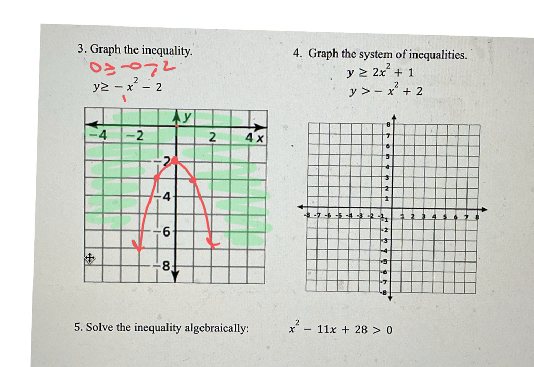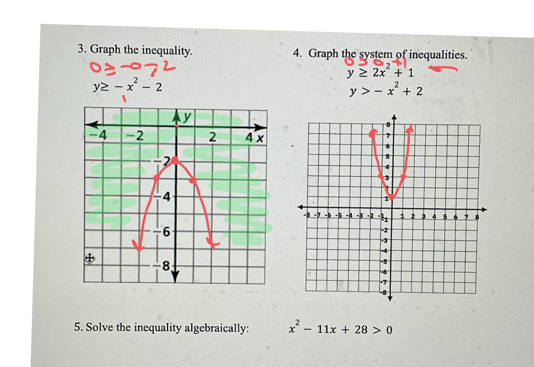All right, number 4 has 2 graphs. The first one, 2x squared plus 1. I'm going to go up 1. There's a 2 in the front, so I'm going over 1, up 2, over 1, up 2. It's going to be solid because there's an equal sign with that one. It does not touch 0, 0, so I'm going to plug in 0 for the x and 0 for the y.